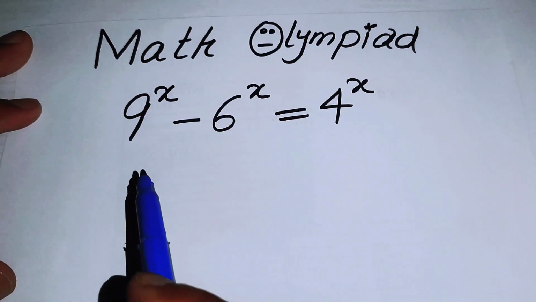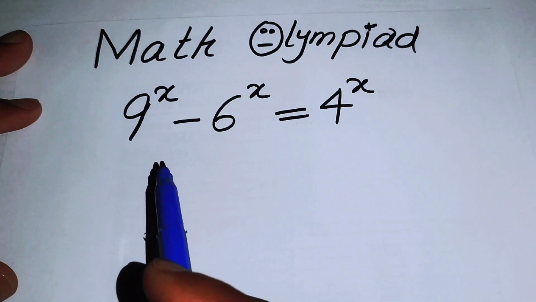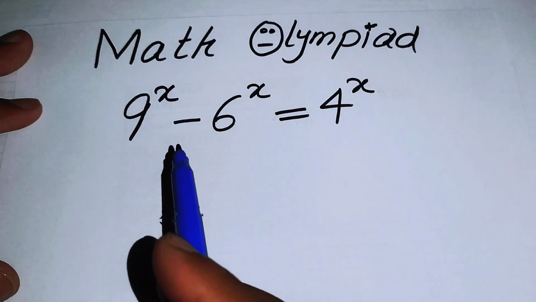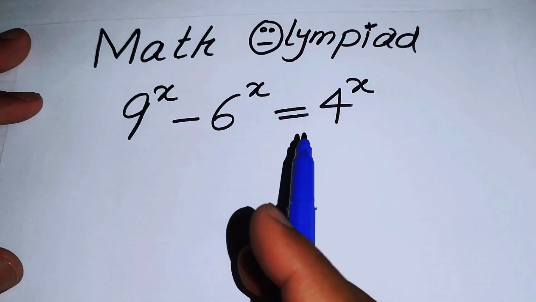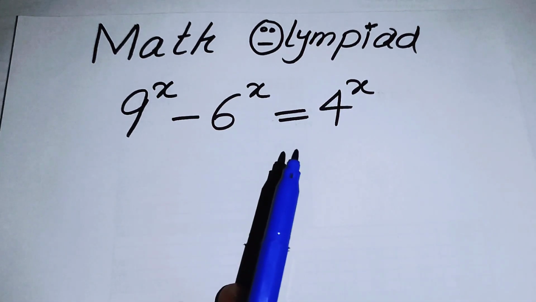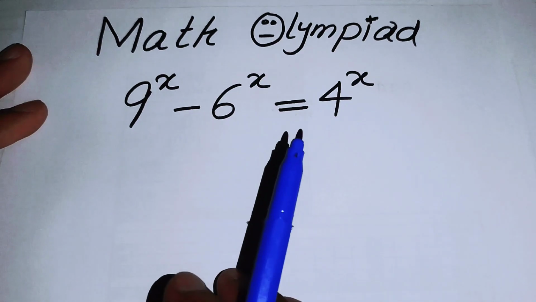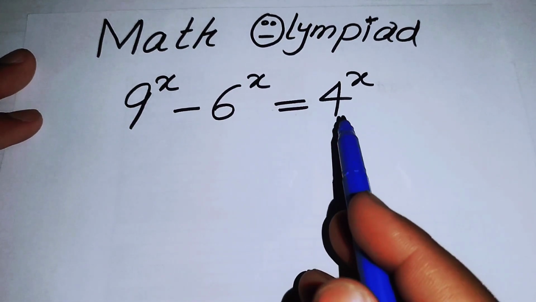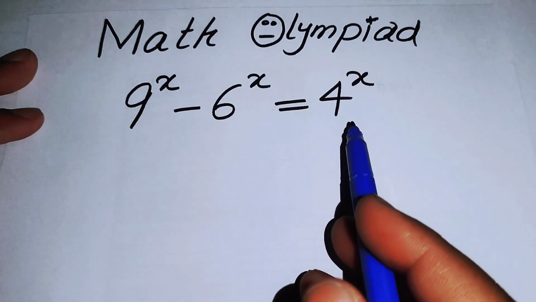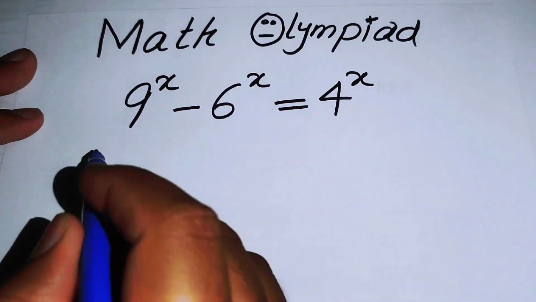In this video we are going to solve this nice exponential problem, and here we have 9 to the power of x minus 6 to the power of x is equal to 4 to the power of x, and we will solve this problem for the value of x. So the very first thing we are going to do is divide each side by 4 to the power of x.